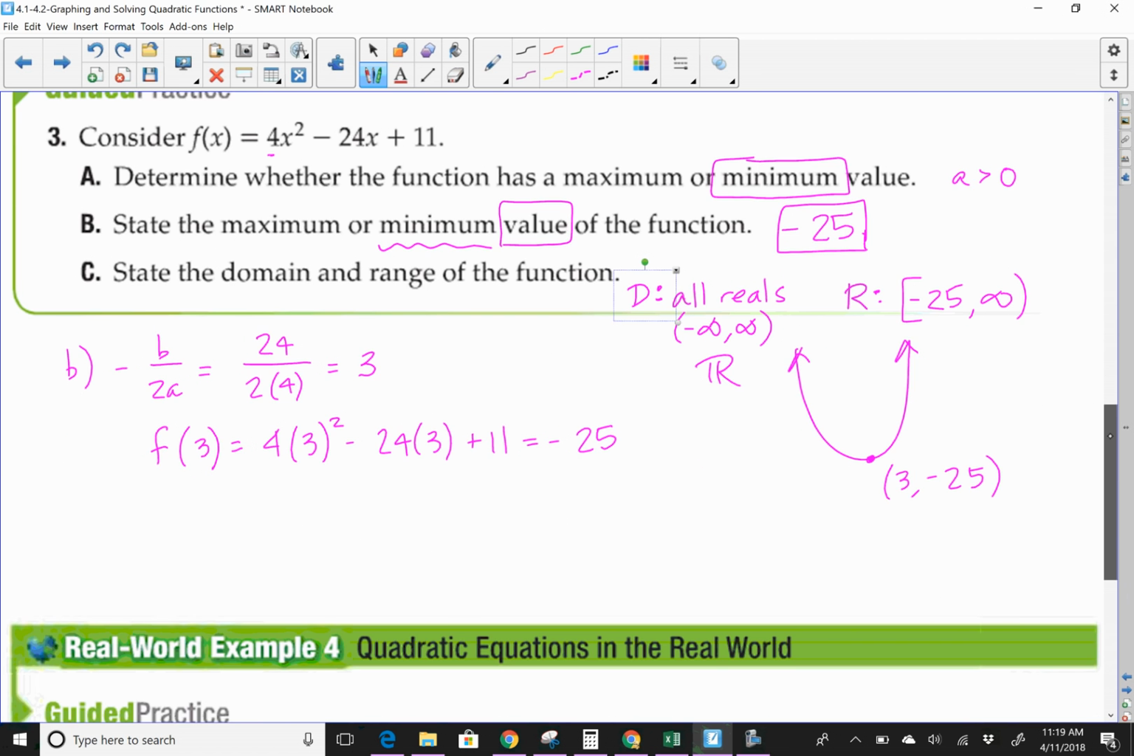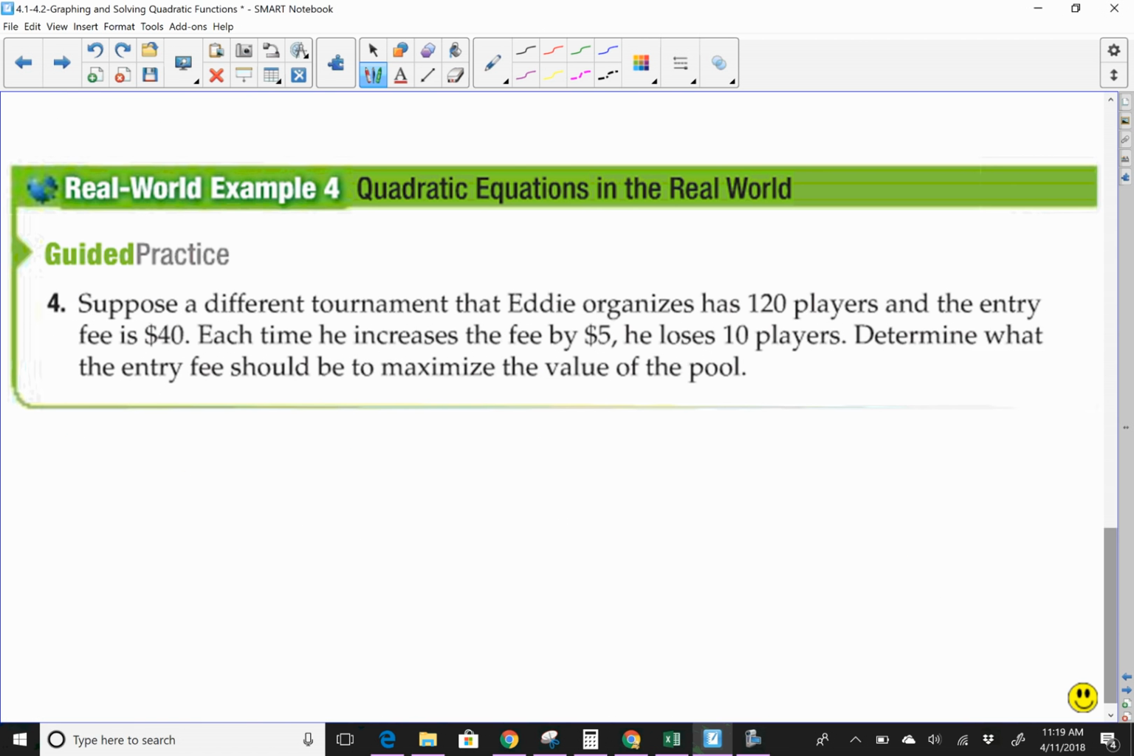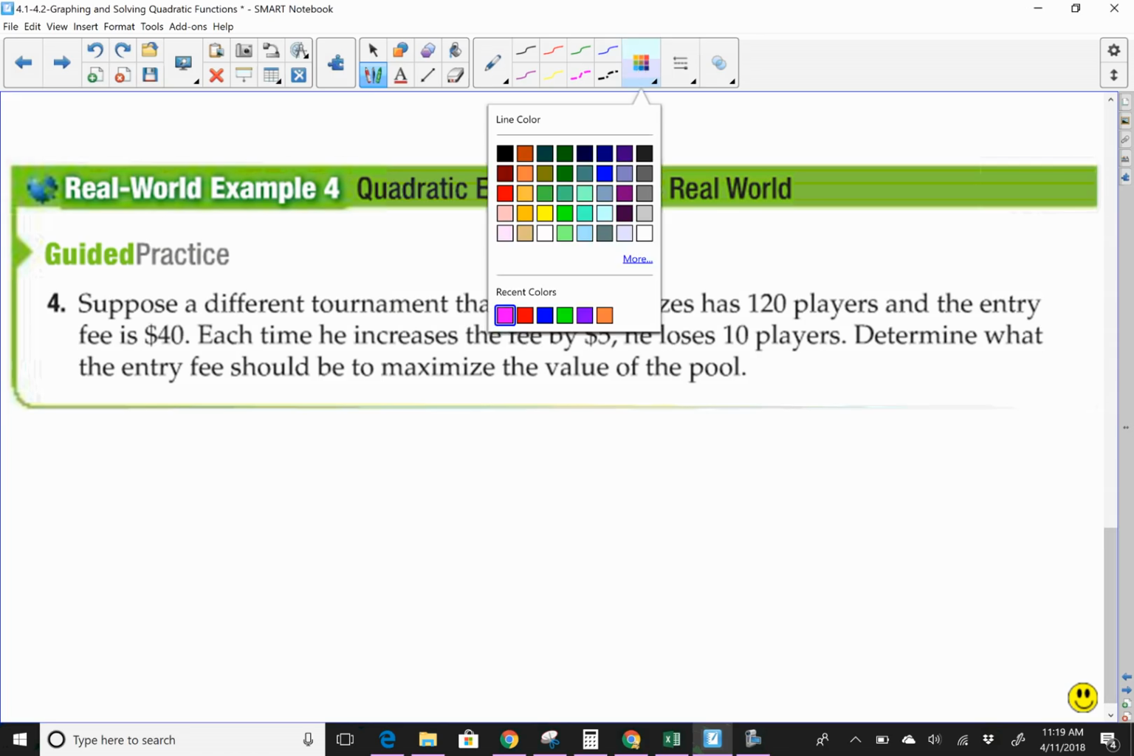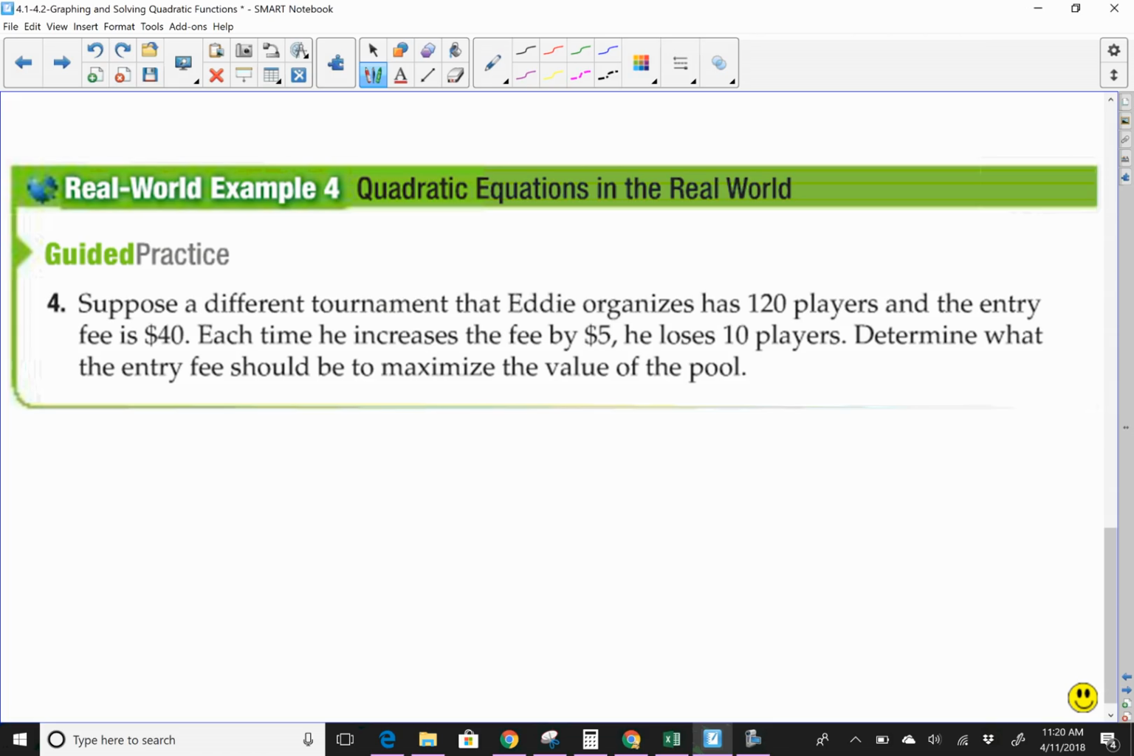Okay, word problem. Suppose a different tournament that Eddie organizes has 120 players and the entry fee is $40. Each time he increases his fee by $5, he loses 10 players. Determine what the entry fee should be to maximize the value of the pool. I'm going to do this using a quadratic equation. Some of y'all might be able to figure this out because you're so much smarter than I am. But to help you understand, you're basically trying to figure out how many increases I need to get the maximum value. Okay? And that's something we do a lot with quadratic equations.